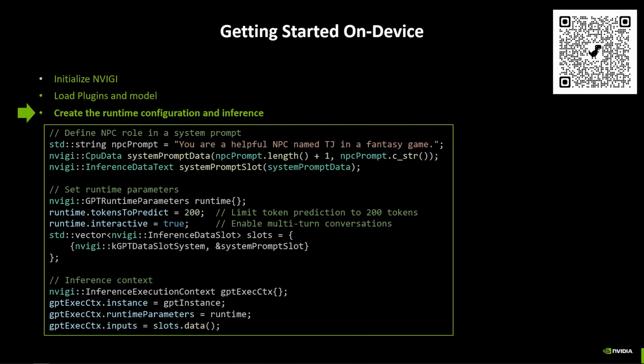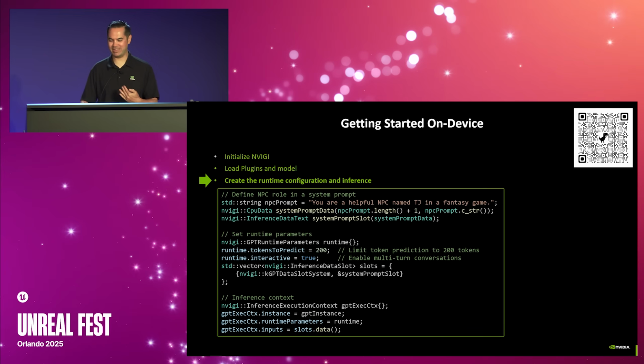So once we load the plugin, we want to create the runtime configuration. You can see at the top here, this C++ code is specifying the NPC prompt, as I specified earlier. We can specify something like, you are a helpful NPC named TJ in a fantasy game, and we can set some limits on that runtime. We can limit the tokens to predict, if that's important for you. So if you don't want him to generate a novel response, you can limit it to 200 tokens. You can make it interactive with multi-turn conversations. And then down here at the bottom, we're specifying additional parameters as our inference context.